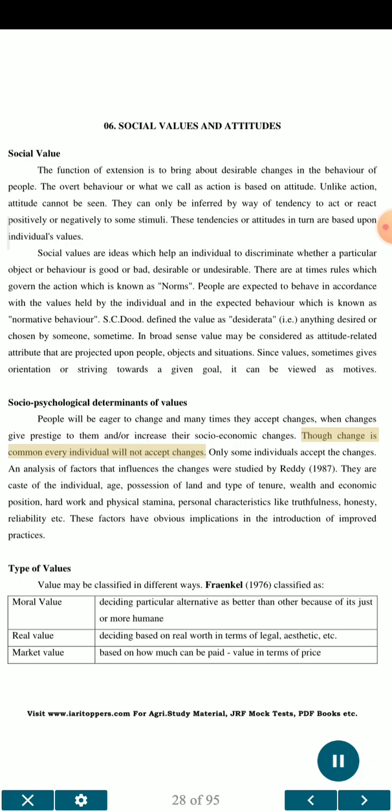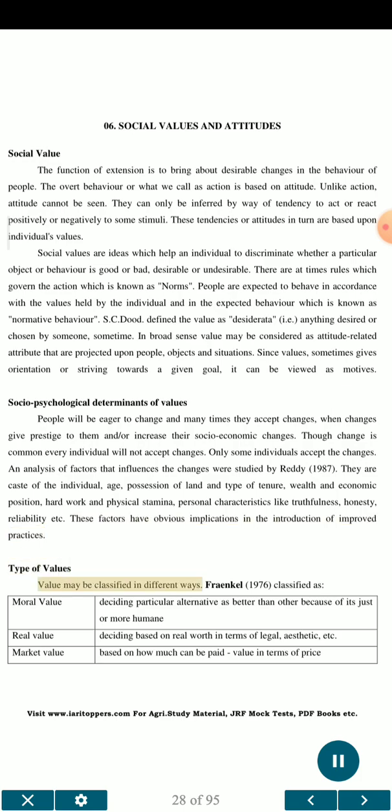Though change is common, every individual will not accept changes. Only some individuals accept the changes. An analysis of factors that influence the changes was studied by Reddy, 1987. They are caste of the individual, age, possession of land and type of tenure, wealth and economic position, hard work and physical stamina, personal characteristics like truthfulness, honesty, reliability etc. These factors have obvious implications in the introduction of improved practices.